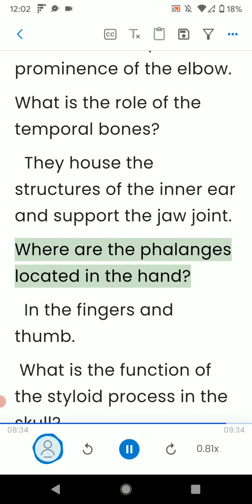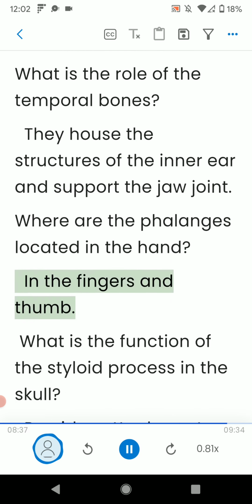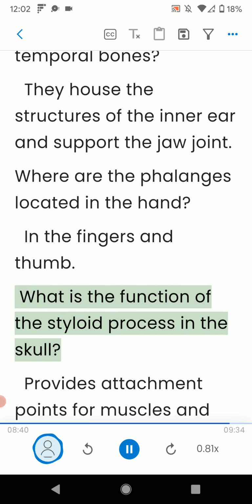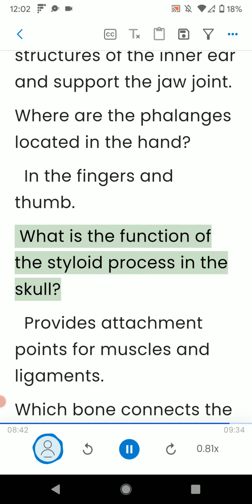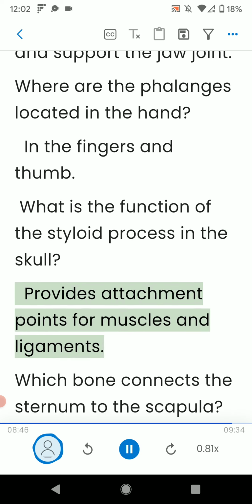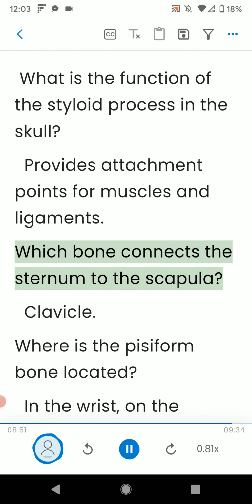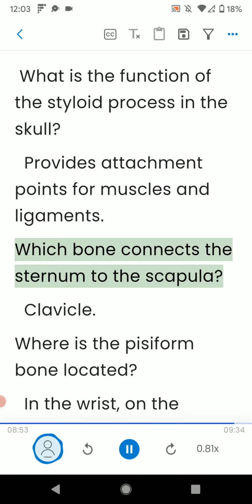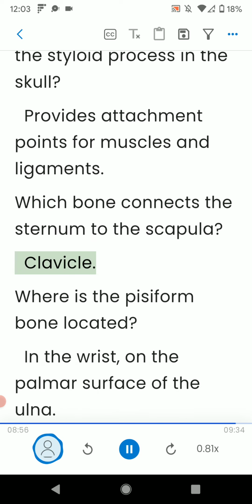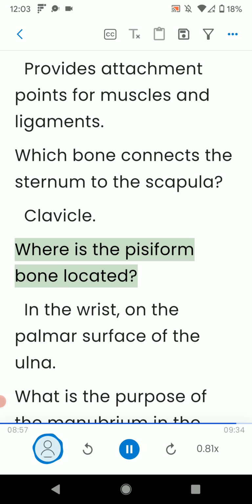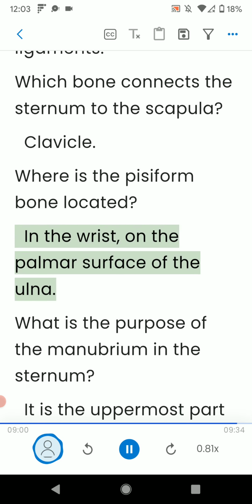Where are the phalanges located in the hand? In the fingers and thumb. What is the function of the styloid process in the skull? Provides attachment points for muscles and ligaments. Which bone connects the sternum to the scapula? Clavicle. Where is the pisiform bone located? In the wrist, on the palmar surface of the ulna.